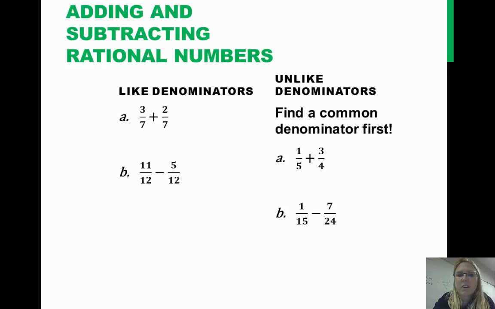Adding and subtracting rational numbers are actually sometimes thought to be more difficult than multiplying and dividing. Part of the reason is because you have to have like denominators in order to add or subtract. So in our first two examples here, we have denominators of 7. So I can go ahead and add across the top, and the denominators will stay the same on the bottom. So this would be 3 plus 2, that's 5, 5/7.